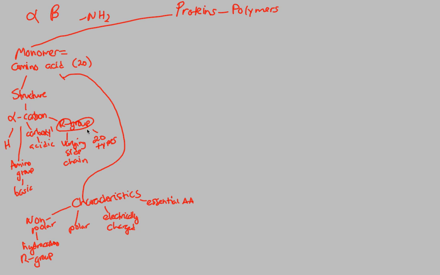So if you attach an R group onto the alpha carbon, onto the carboxyl area and the amino and the H, you're going to get a hydrocarbon R group, let's say. You're going to get a nonpolar amino acid. What about a polar amino acid? Let's say you have an R group, but this time the R group has something that's polar, a hydroxyl, right?